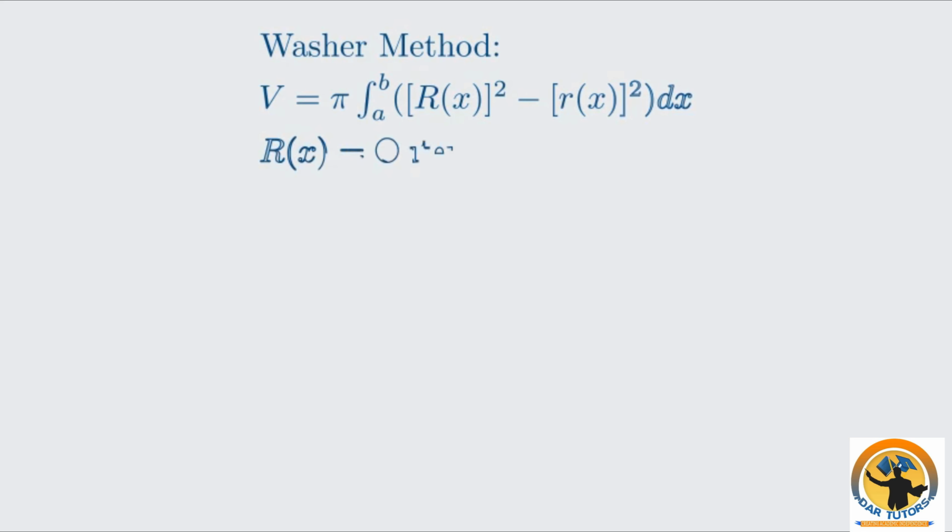The outer radius, R of x, is the distance from the axis to the outer curve, and the inner radius, r of x, is the distance from the axis to the inner curve.